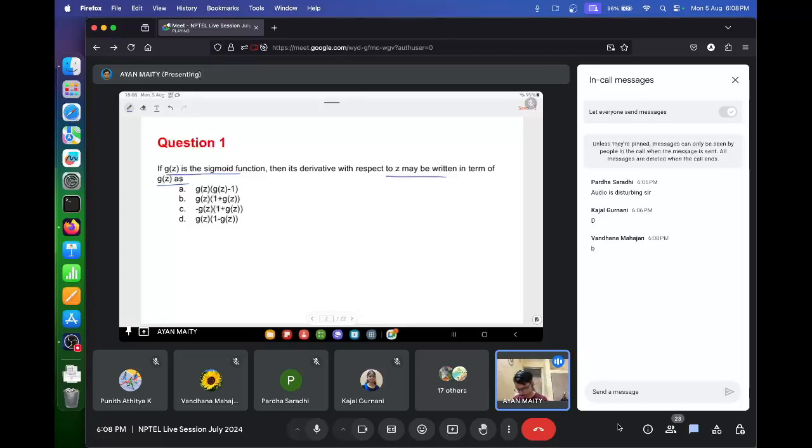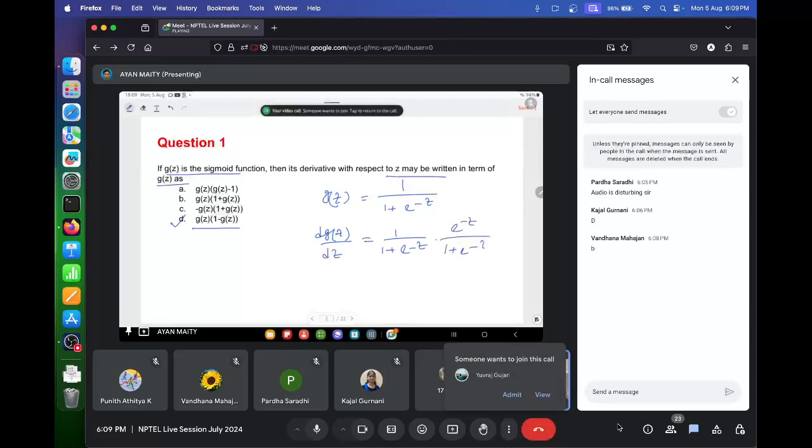So the correct answer is option D, g(z) into 1 minus g(z). The sigmoid function is g(z), given with respect to the variable z by 1 divided by 1 plus e to the power minus z. If we take the derivative of this sigmoid function with respect to z, we get 1 divided by 1 plus e to the power minus z, into e to the power minus z divided by 1 plus e to the power minus z.